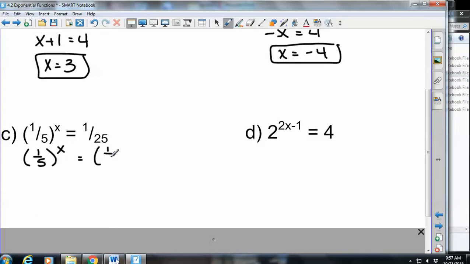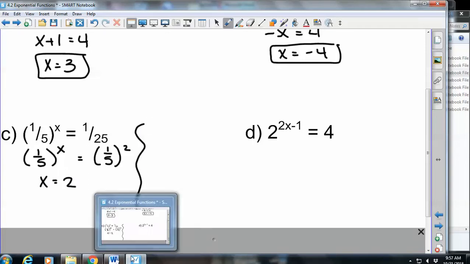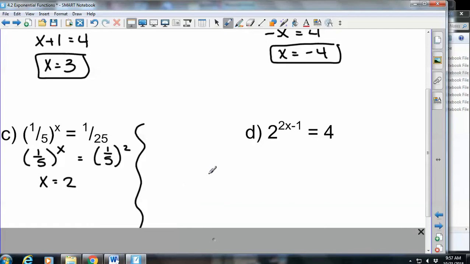1 over 25, you could write that as 1/5 squared. 1 squared is 1, 5 squared is 25. So then you can see the base is the same, so your exponents are equal. Some people really, really struggle when the bases are fractions. And if that's you, there is another option. You could rewrite 1/5 would be like 5 to what power? Negative 1.